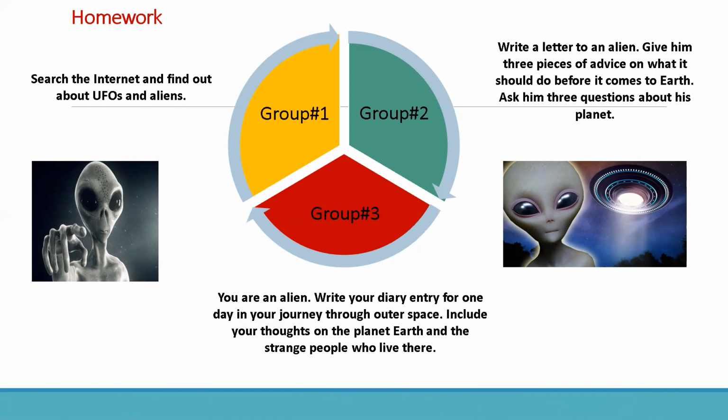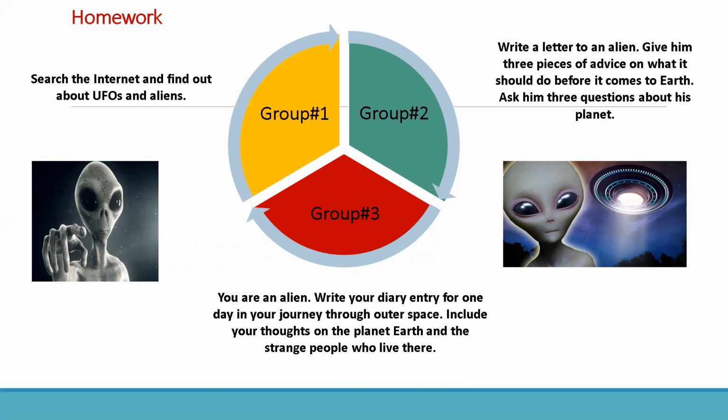The homework is different for students of each group. The first group has to search the internet and find out more facts about UFOs and aliens. The second group writes a letter to an alien and gives him 3 pieces of advice on what he should do before he comes to Earth. Ask him 3 questions about his planet.